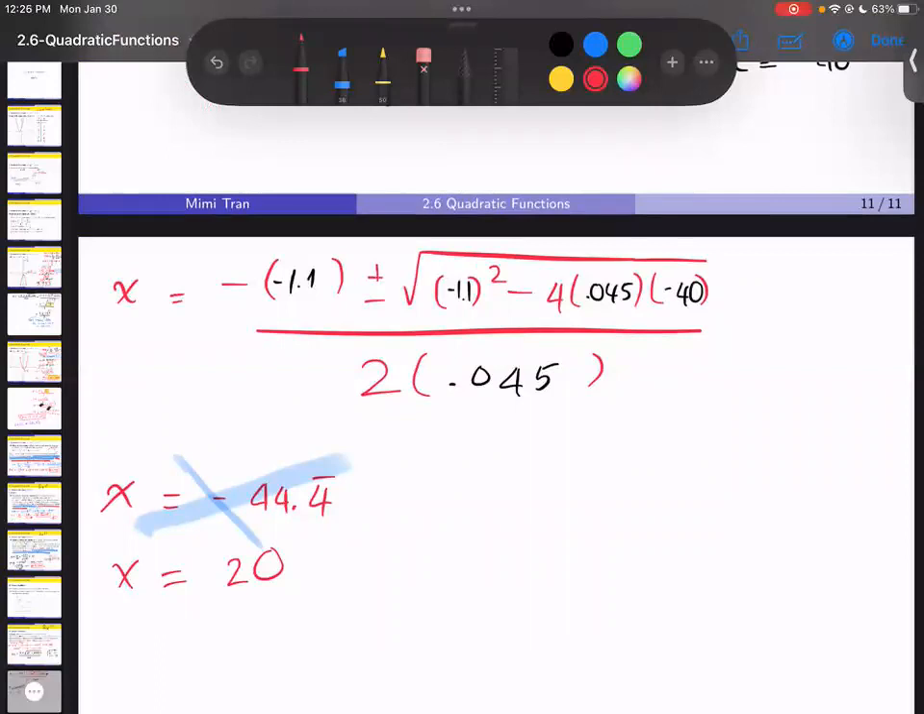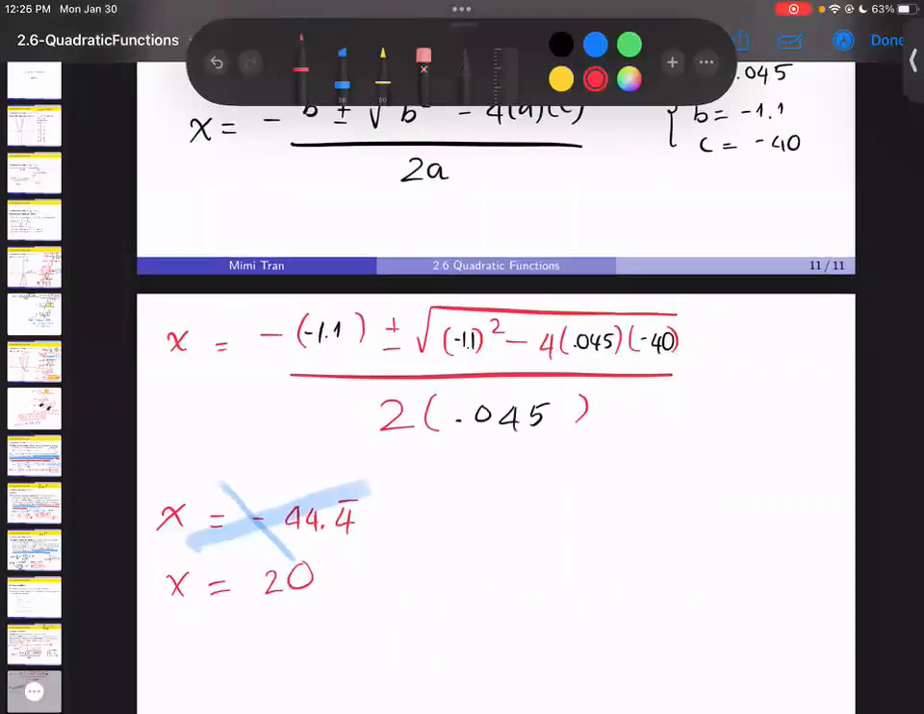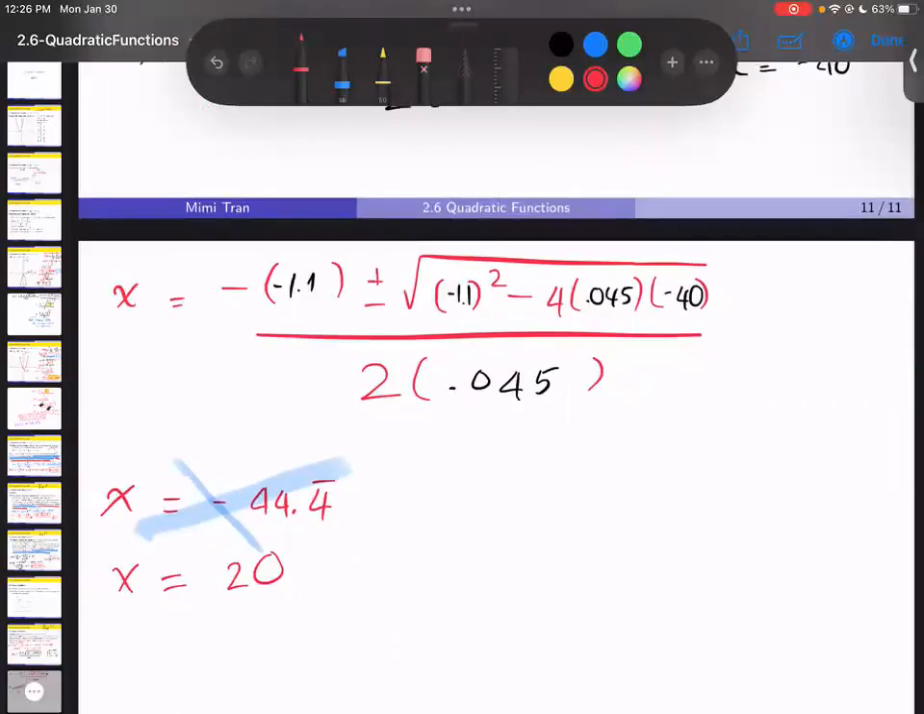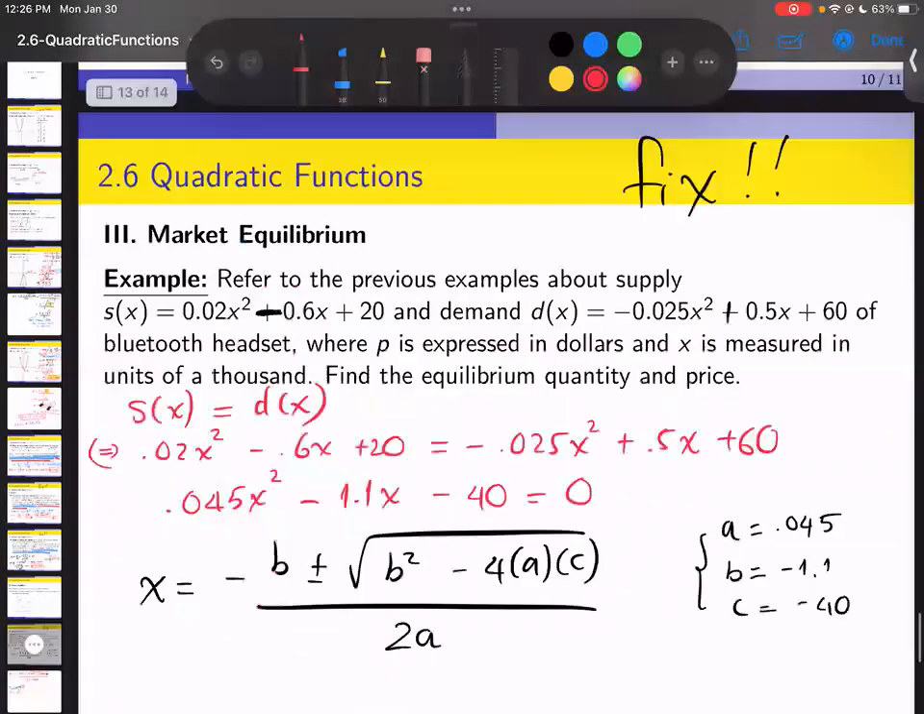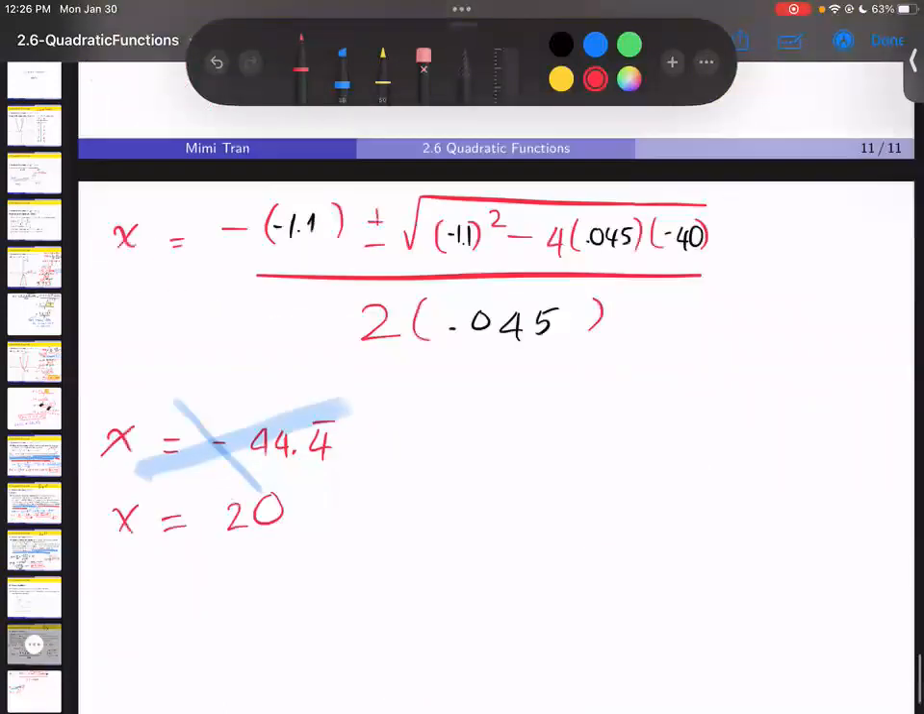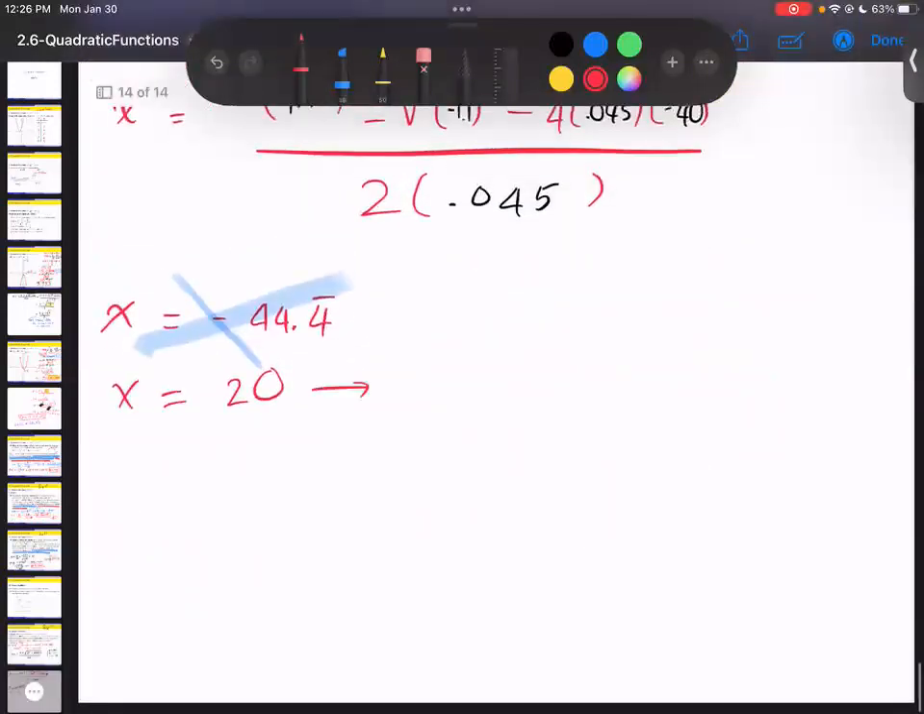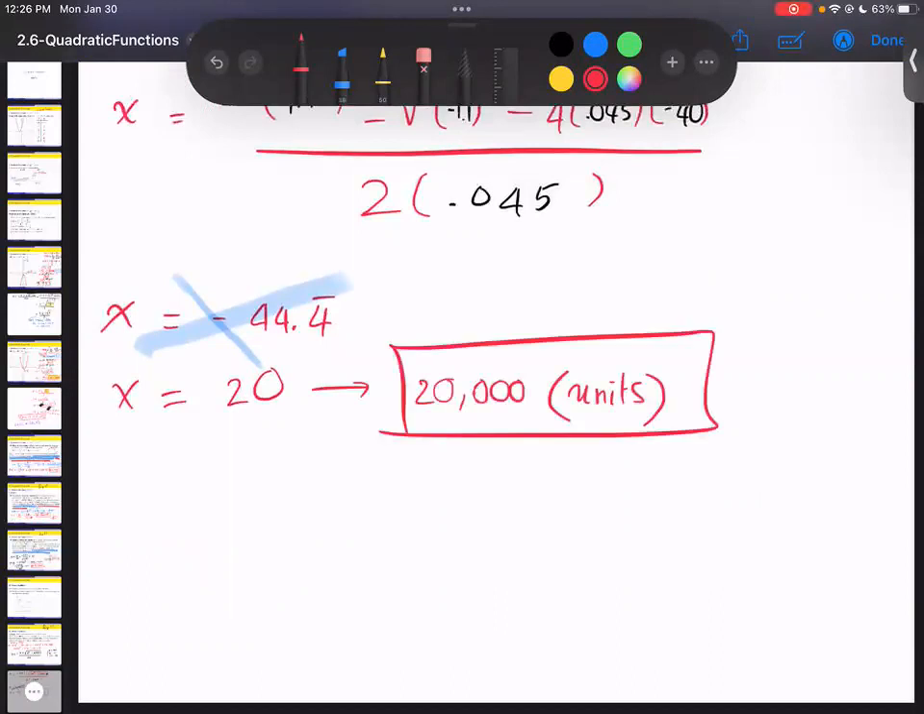Do I have 20 units or 20,000 units? 20,000, right? Don't forget that x is measured in units of thousands, so you're gonna convert that into 20,000. So when you produce 20,000 units and you sell 20,000 units, that's your equilibrium. Now that's the units.